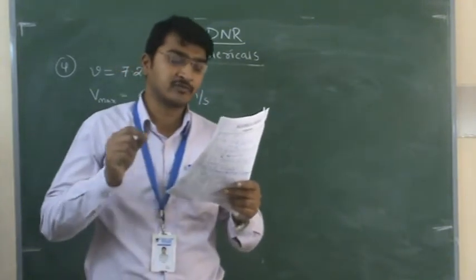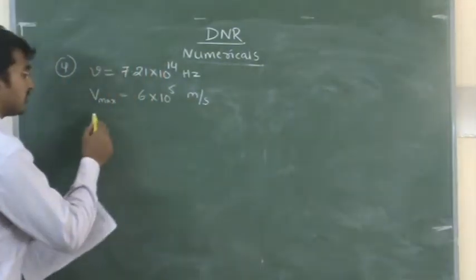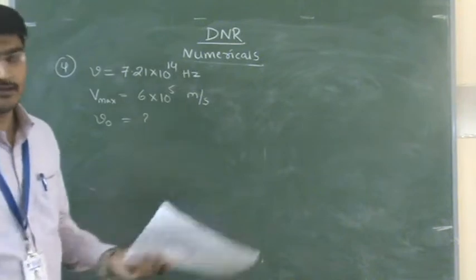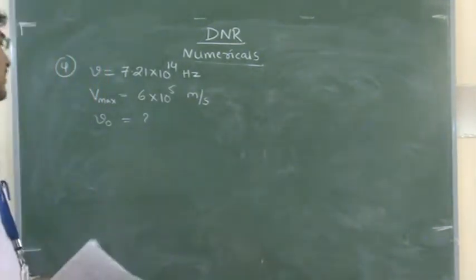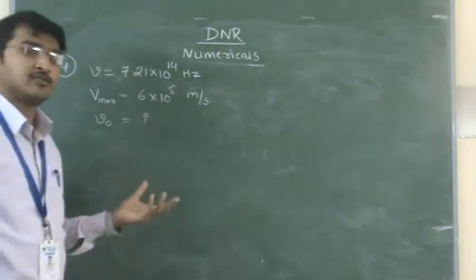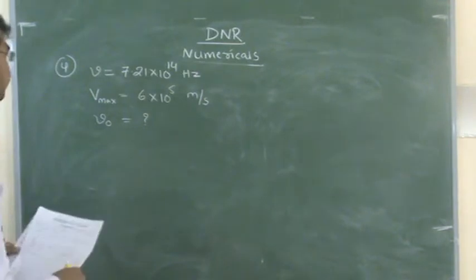What is the threshold frequency for the photo emission of electron? Threshold frequency, that is nu naught. That is the nu naught value. So it's a simple thing. To find out the nu naught value, we should find the work function first. Okay, these are the data.